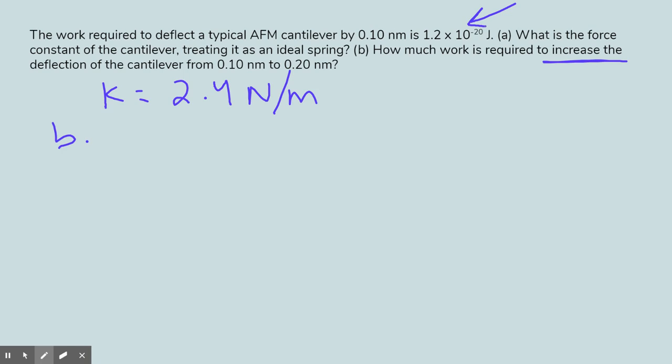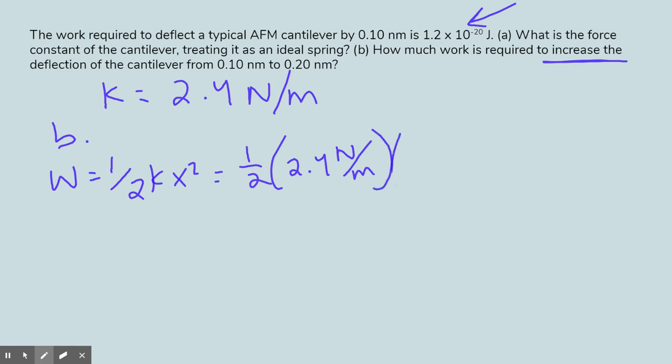But this will be very straightforward because we already found our constant. So W equals 1/2 kx squared, which equals 1/2 times 2.4 newtons per meter multiplied by, and when you convert 0.20 nanometers, it is 2 times 10 to the negative 10 meters squared.